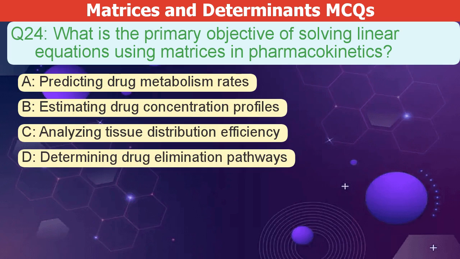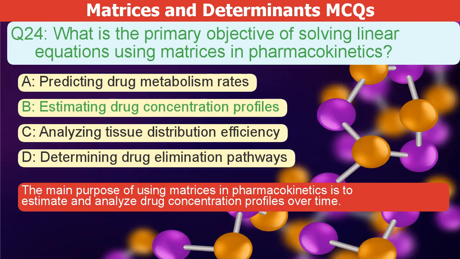What is the primary objective of solving linear equations using matrices in pharmacokinetics? A. Predicting drug metabolism rates. B. Estimating drug concentration profiles. C. Analyzing tissue distribution efficiency. D. Determining drug elimination pathways. The correct answer is B. The main purpose of using matrices in pharmacokinetics is to estimate and analyze drug concentration profiles over time.